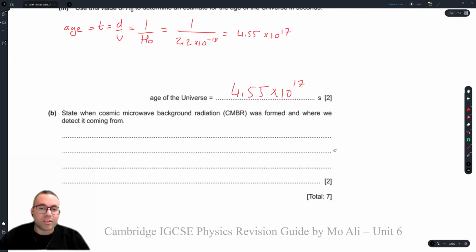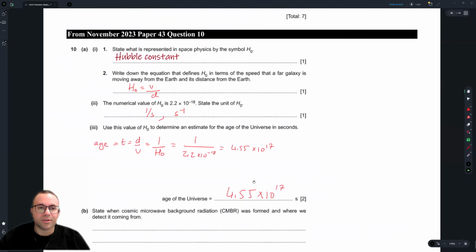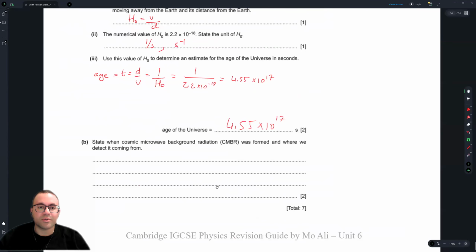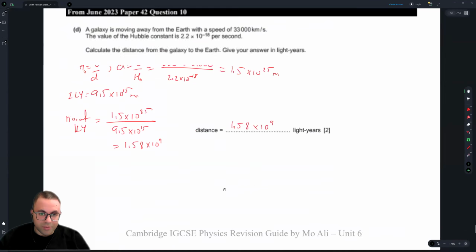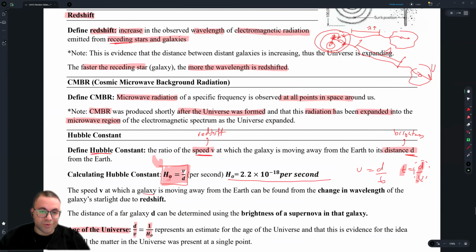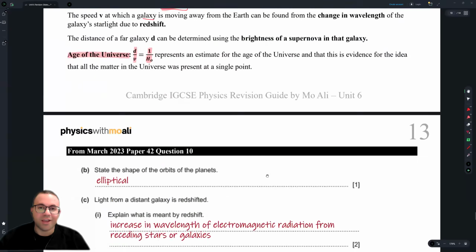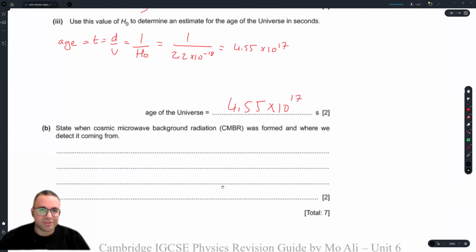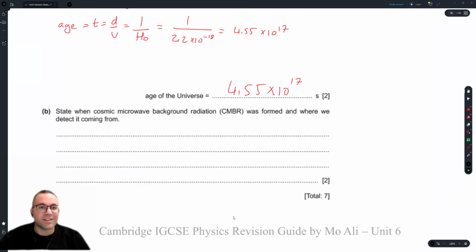State when cosmic microwave background radiation was formed and where we detect it coming from. So where was it formed? Remember, go back. You can memorize this if you want to: it was produced shortly after the universe was formed. And where do we detect it? Everywhere around us.